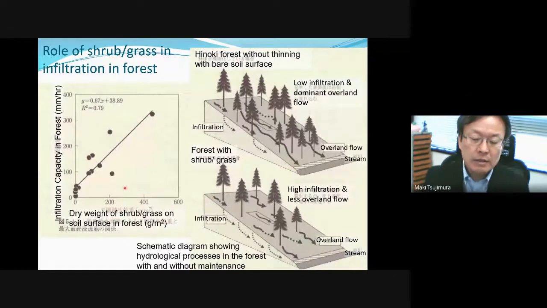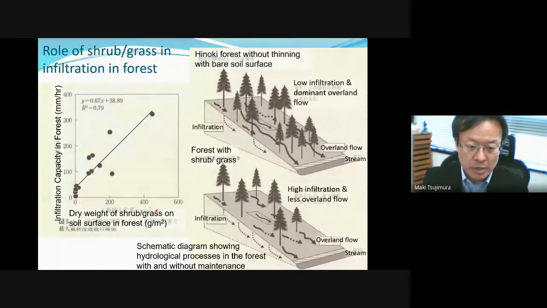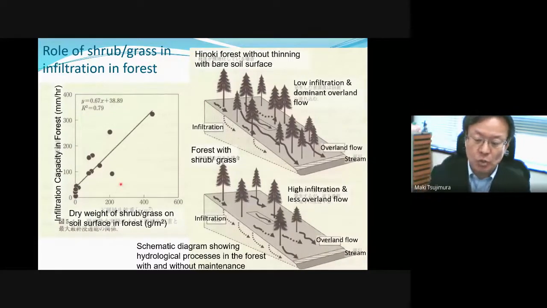Then we evaluated the dry weight of shrub and grass on the soil surface of the plot, on the horizontal axis in units of grams per square meter, and the infiltration capacity in the forest on the vertical axis in units of millimeters per hour. Then higher dry weight of shrub or grass, more shrub, then higher infiltration capacities due to less raindrop energy on the ground surface when the raindrop reaches the ground surface, right?